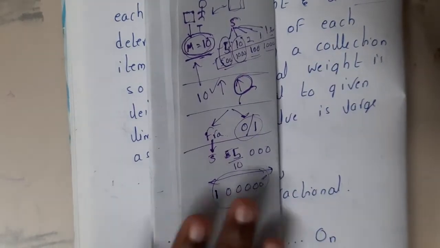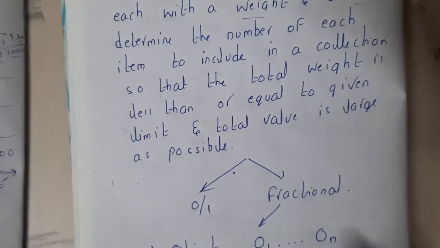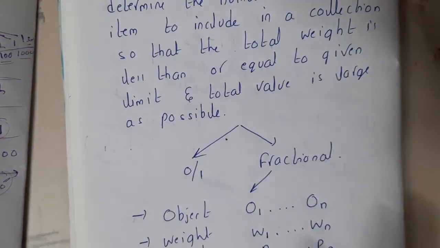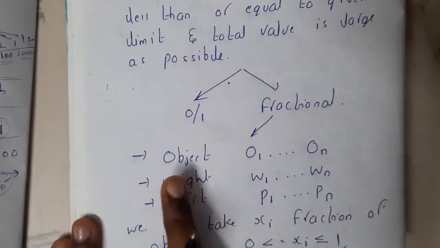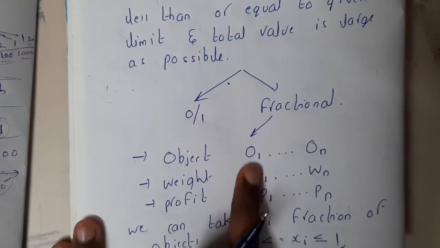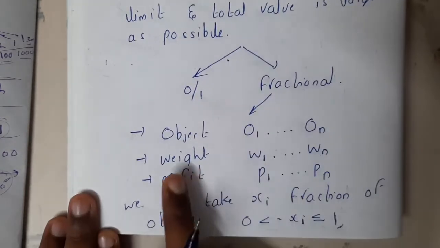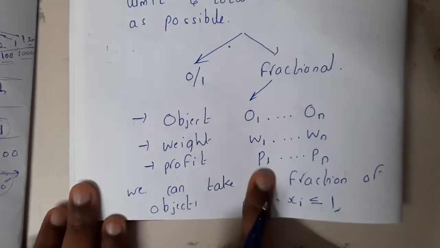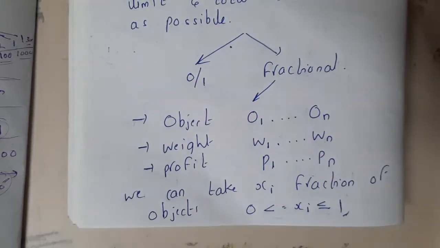Okay, so in this lecture, let us continue first with the fractional knapsack, guys, because that's the most commonly asked, because a few students might confuse with those problems, right? So assume that we are having objects O1 to ON, similarly weights W1 to WN, similarly profits P1 to PN. So this is just an introduction of the problem.